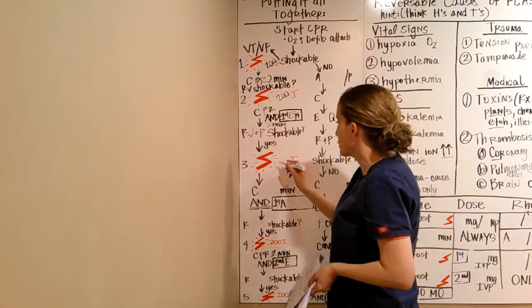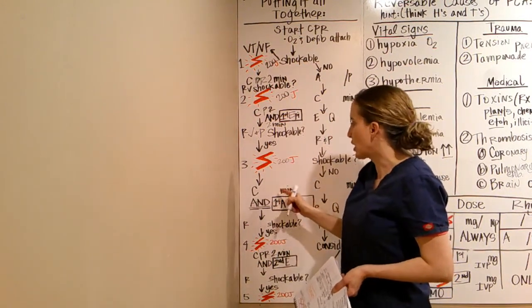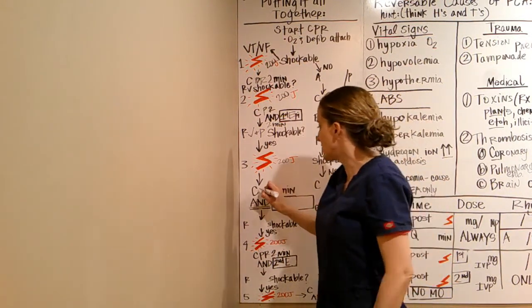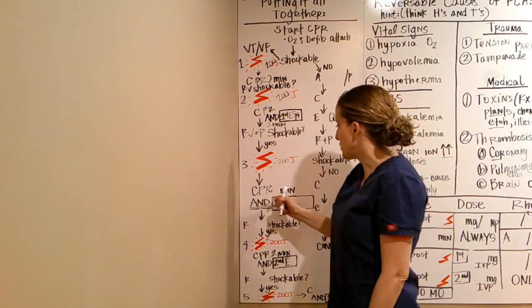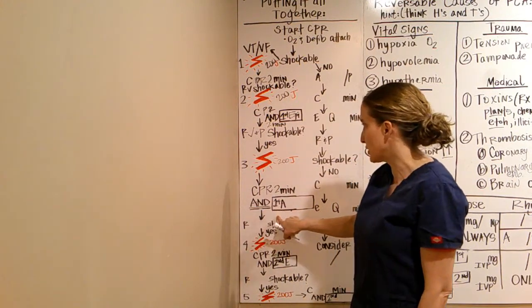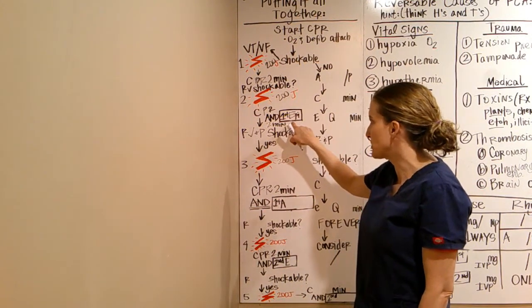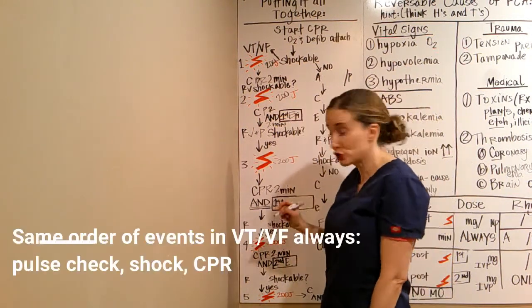So then we shock a 3rd time. It's always 200 joules when you're defibrillating. So we shock a 3rd time, okay? Then we continue CPR immediately after. Are you starting to see the pattern? So now we do CPR for how long? 2 minutes. And now we give our first. So we gave our first epi after our second shock. We give our first amiodarone after the 3rd shock.